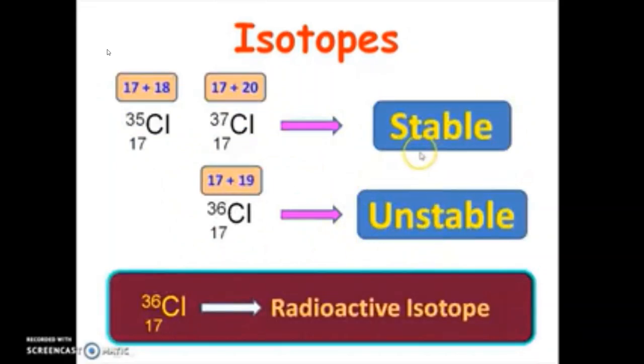Isotopes are also classified as stable and unstable. For example, take a chlorine atom. If you see here, it has 17 protons in all these three, but it has 18 neutrons here, 20 neutrons here and 19 neutrons here. So same number of protons but different numbers of neutrons. This is called an isotope. In this, the 17 plus 18 combination and 17 plus 20 combination are called stable isotopes. But this combination of 17 plus 19 neutrons is termed an unstable isotope, and this unstable isotope is called a radioactive isotope.